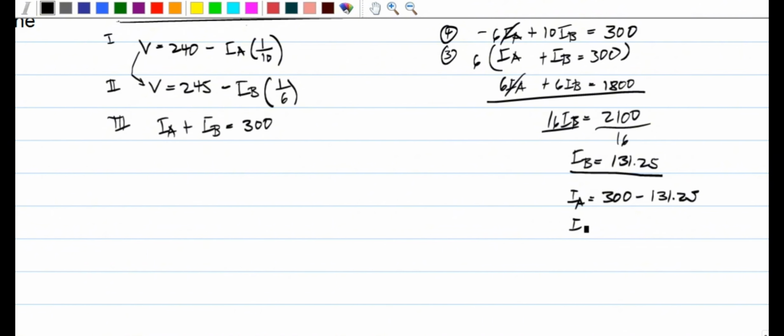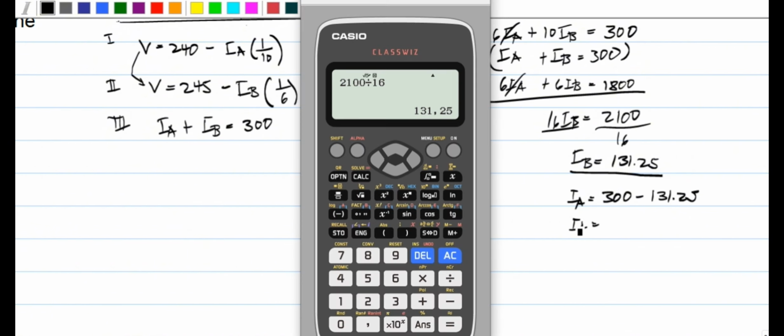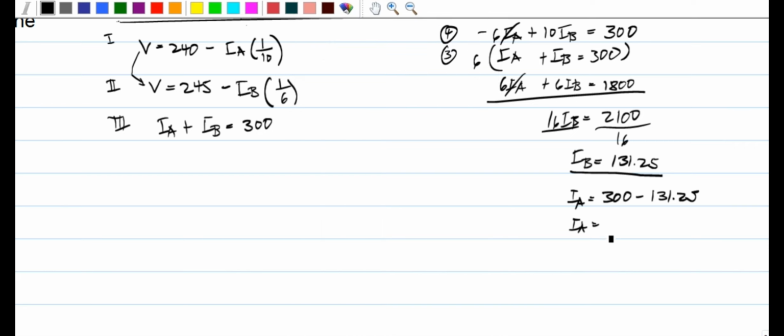So IA is simply 300 minus 168.75. IA is equal to 131.25 amperes.